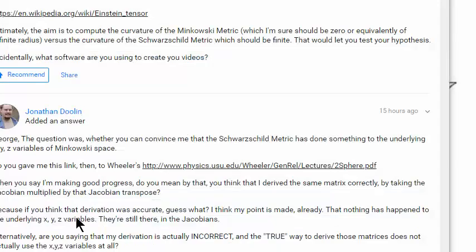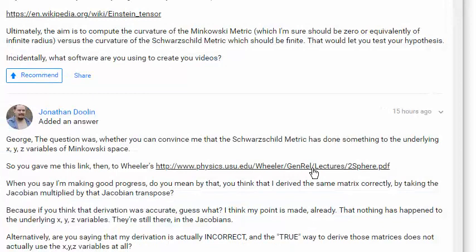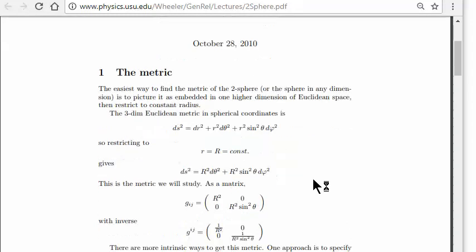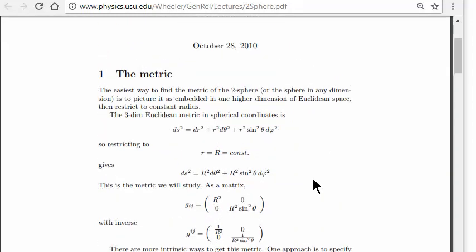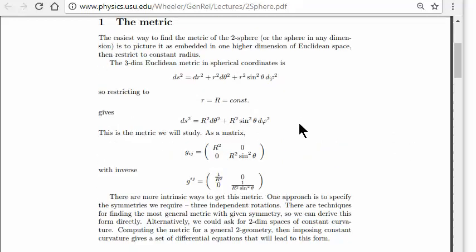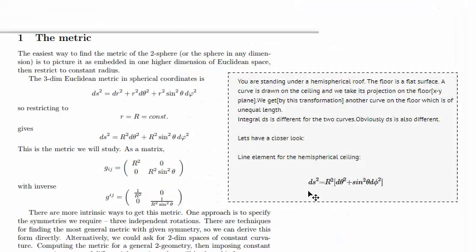So I'm going to go into something much more recent, something George Dishmen sent me just the other day, which was this article from Wheeler, and this was from October 28th, 2010. So it was just a little bit before that post from Anamitra. And we've got this g sub ij, r squared sine theta, and here's our ds squared. Let's zoom into that, and we'll just compare that to Anamitra's equation.